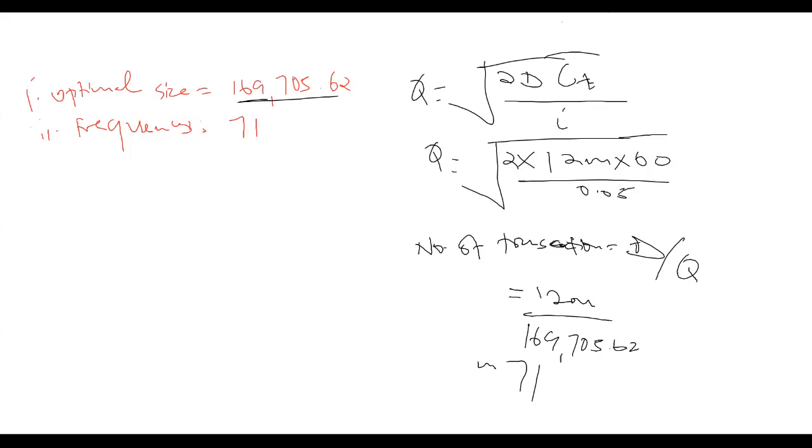Okay, I have a question. The 12 million, are you supposed to divide it by 365 days to get the annual demand? Divide by 365, right? To get the annual demand, yeah. Why would you want to divide? Because I think 12 million was the annual demand, wasn't it?